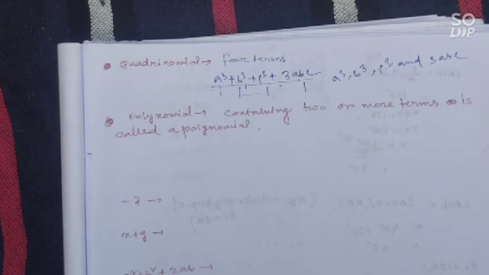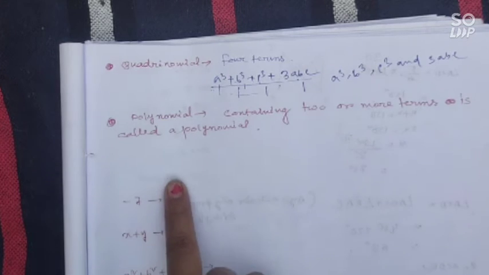So binomials, trinomials, quadrinomials, or others are called polynomials. So except monomial, all of the different categories of algebraic expressions are called polynomials.